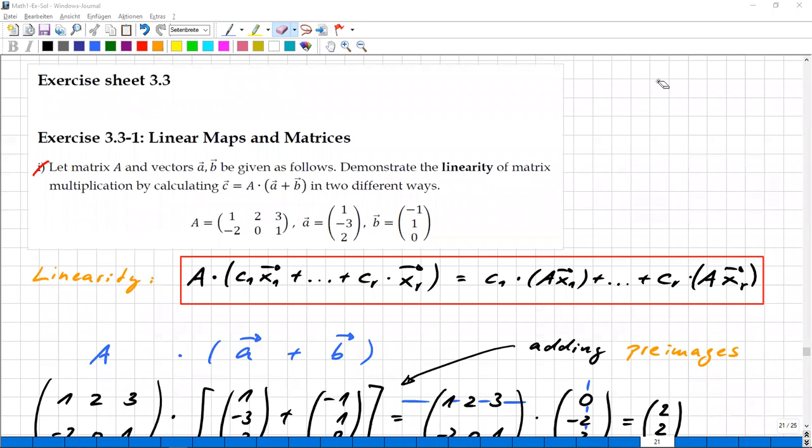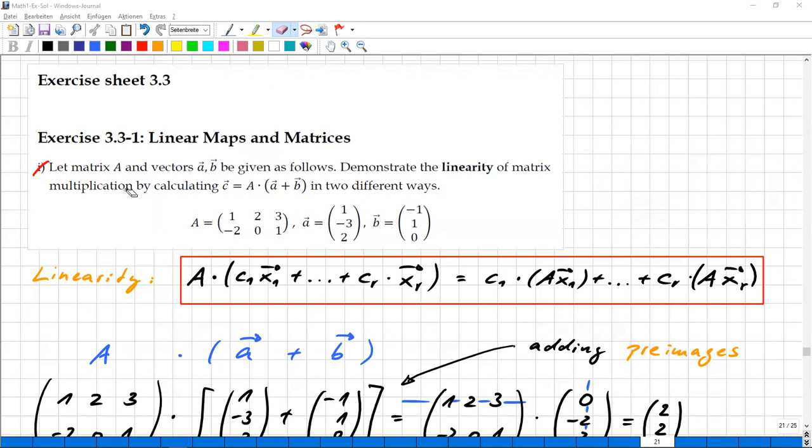Now we arrived at our sheet number 3.3, which is about linear maps and matrices throughout. So the question is, what do we have to consider? First of all, this was a little mistake. I put a one sign here, which is not necessary because it's just this one little exercise. And what is it about?